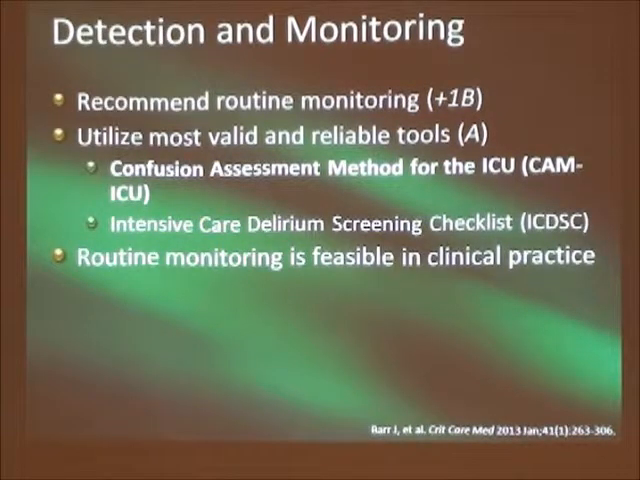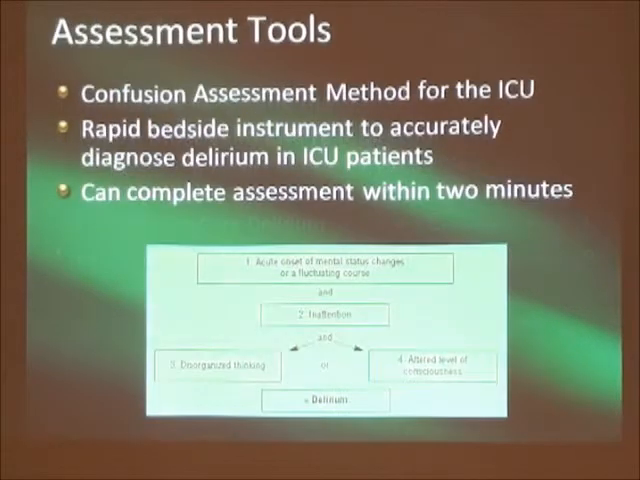Okay? Routine monitoring is feasible in clinical practice. They made this recommendation and statement because a lot of people say we can't monitor delirium. We can't monitor, and then studies that have been more recently done have shown that it is something that's important and it needs to be done every day. Hence why I told you guys multiple times a day. That's why I said go back to the second or third slide where I had the pyramid. Delirium is not just the tip anymore. It's a much larger component.